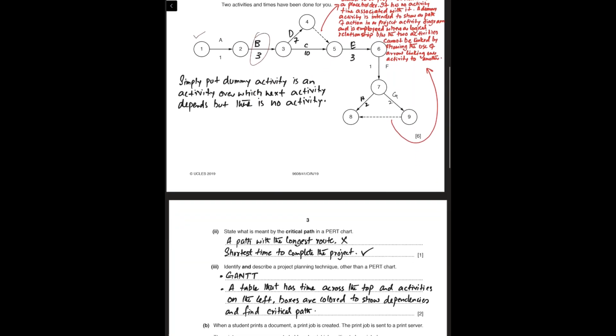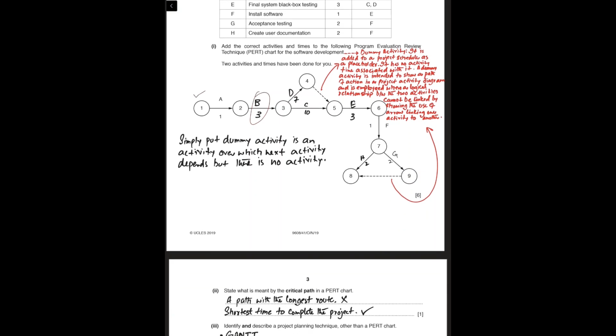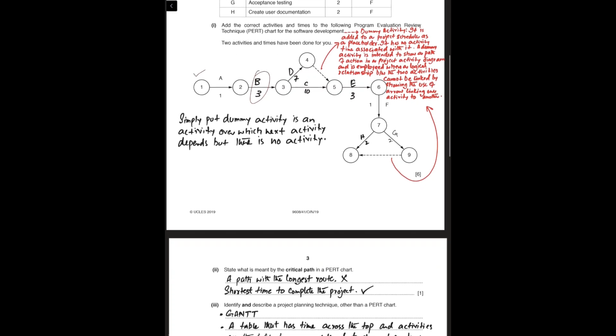Now, second part, a path with the longest route. It is the definition of critical path in some minds, which is actually not correct. Although the critical path is the longest path, that is true, it is the least time which is required to complete the project. So the right definition would be the shortest time to complete the project, rather than a definition that says it is the path with the longest route or number of weeks.